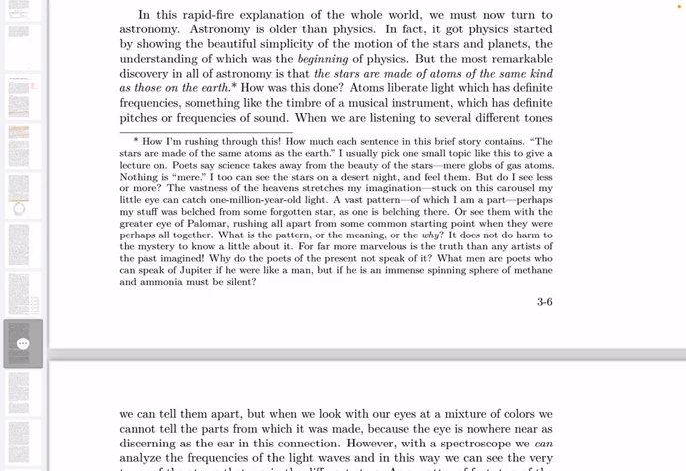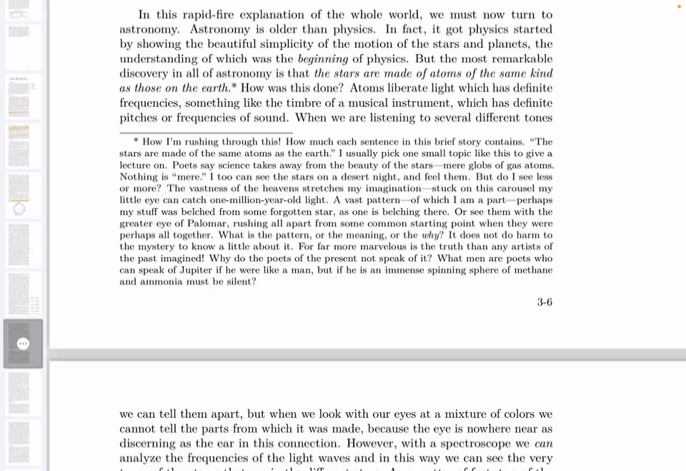Poets say science takes away from the beauty of the stars, mere globs of gas atoms. Nothing is mere. I too can see the stars on a desert night and feel them. But do I see less or more? The vastness of the heavens stretches my imagination. Stuck on this carousel, my little eye can catch 1,000,000-year-old light. A vast pattern of which I am a part.